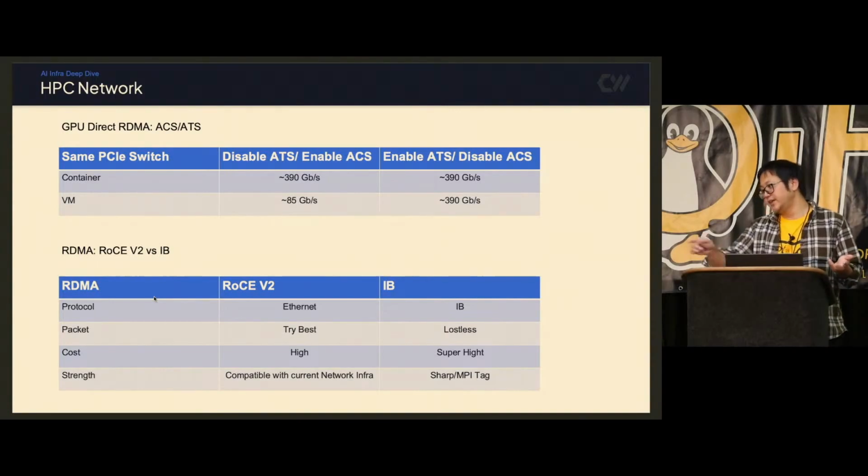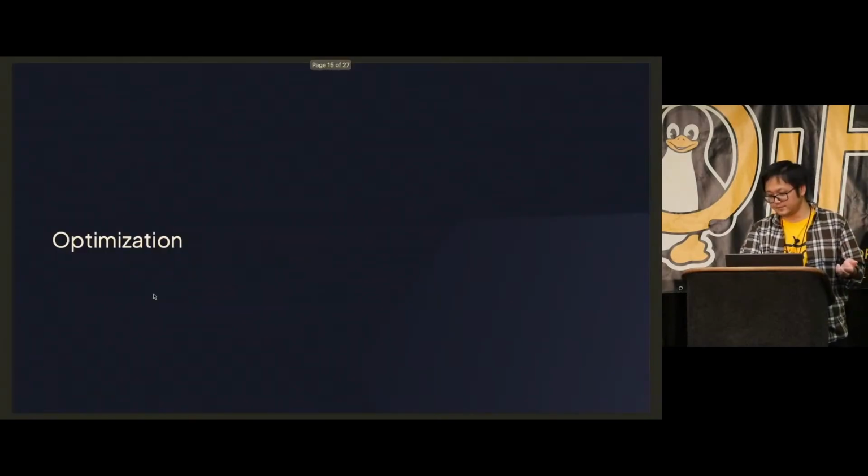So here is an example. If you have the wrong configuration, it could go really bad. It goes to 85. It's only like 40% of the performance there. So all this information we should keep in mind. We want to do some optimization for the AI infrastructure, for the AI model there.